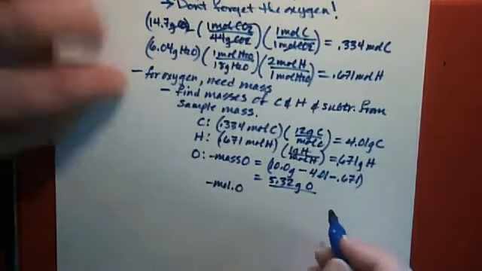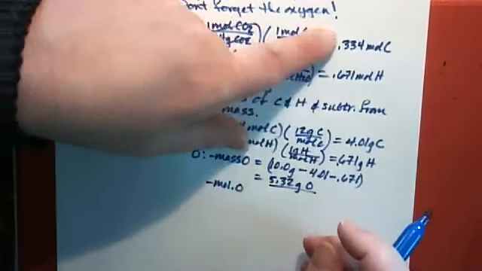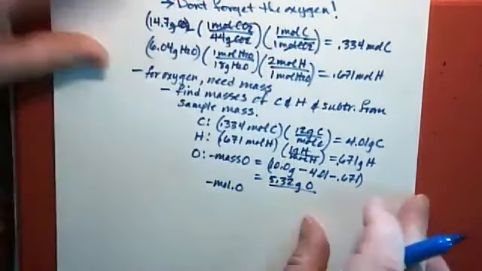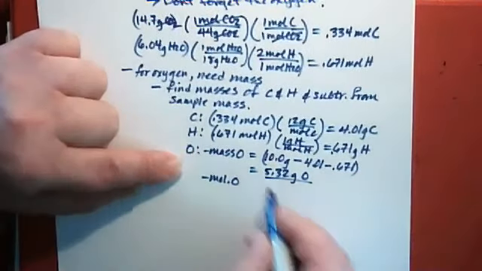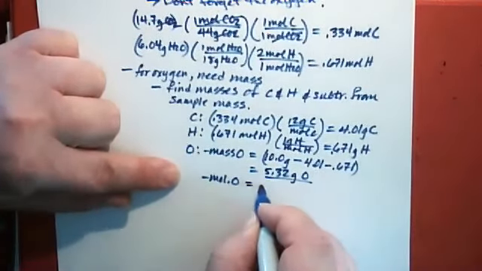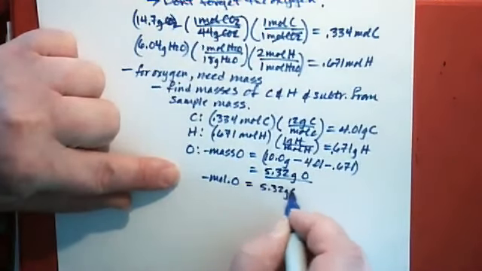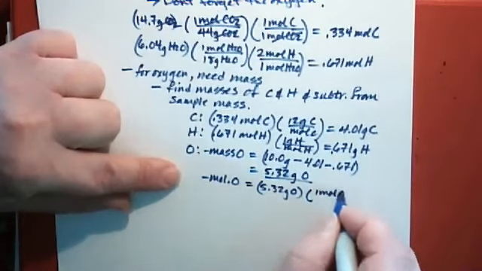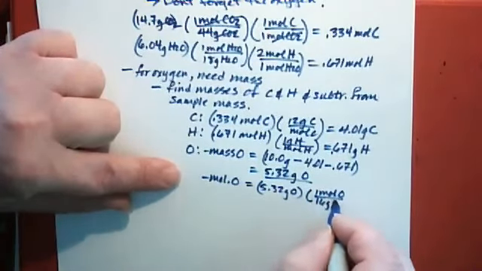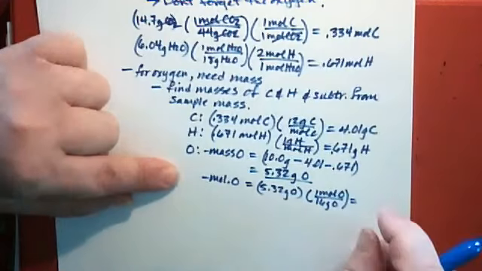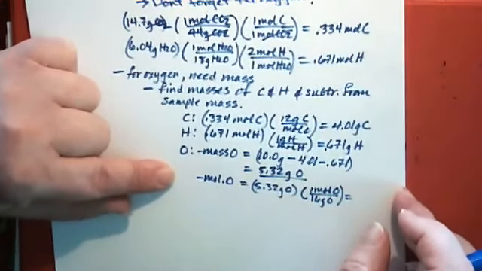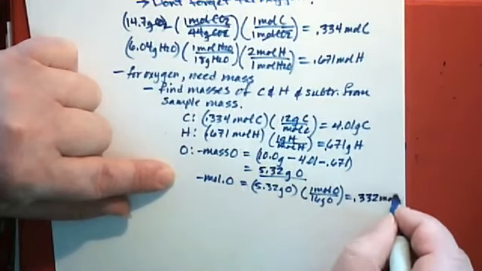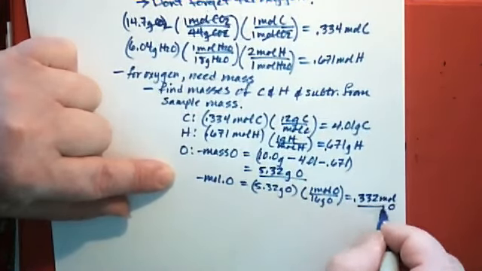We also, for the formula, need moles. We've got moles of carbon and moles of hydrogen. We now need moles of oxygen. We've got mass of oxygen, 5.32 grams. And we know there's 1 mole for every 16 grams of oxygen. And that's 0.332 moles of oxygen.